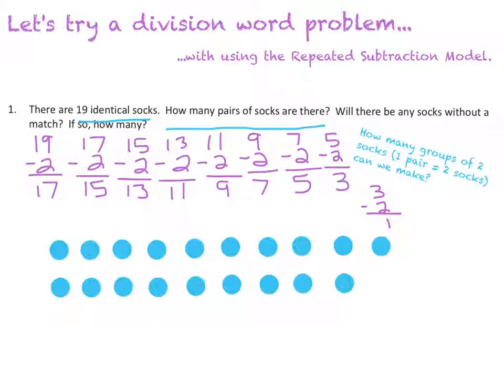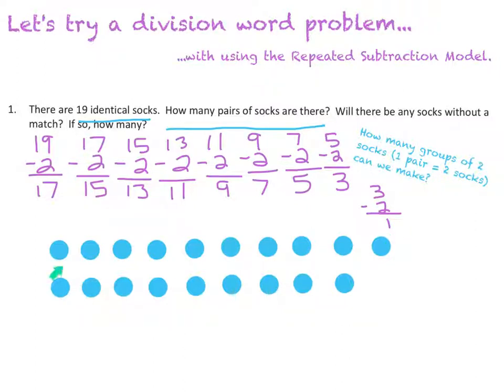So let's go ahead and count how many groups of 2 we made by subtracting 2 from our total. We've made 1 group, 2, 3, 4, 5, 6, 7, 8, 9 identical groups, and we have 1 left over, so a remainder of 1.